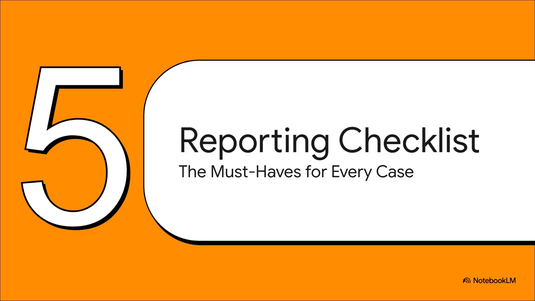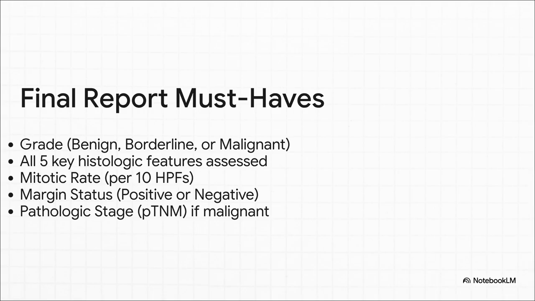All right, let's bring all of this together into a final, actionable checklist. Think of these as the absolute must-haves for every single Phyllodes tumor report you sign out. So, to wrap it all up, here are the 5 key elements your final report has to include. Number 1, the final grade. 2, a statement that you've looked at all 5 key histologic features. 3, the specific mitotic rate. 4, the margin status. And 5, the full pathologic stage. But remember, only if it's malignant.